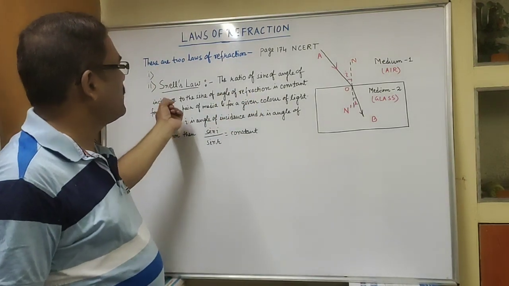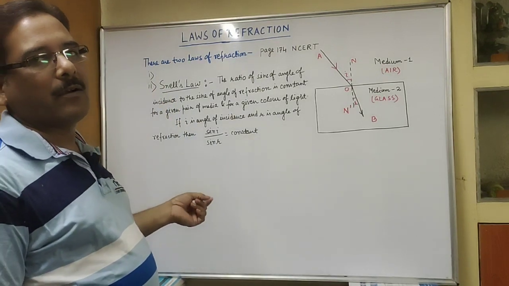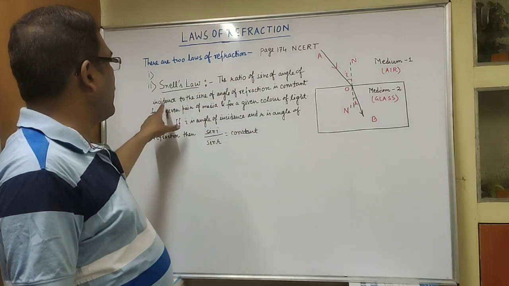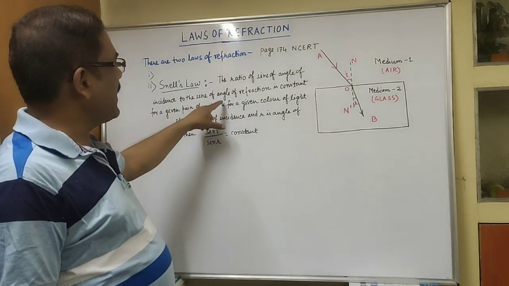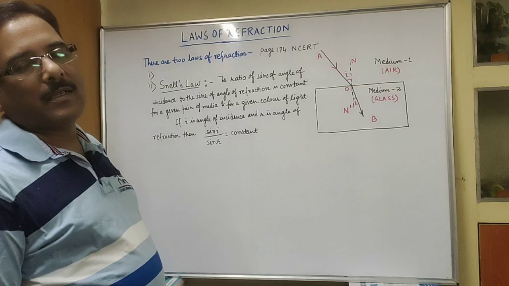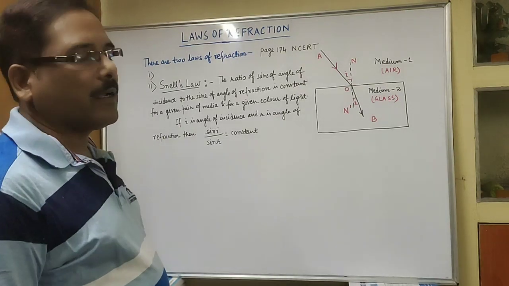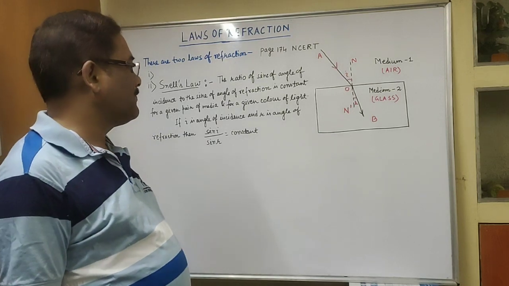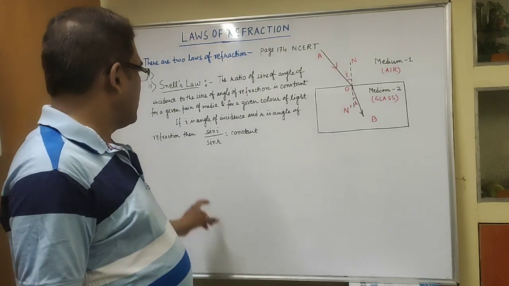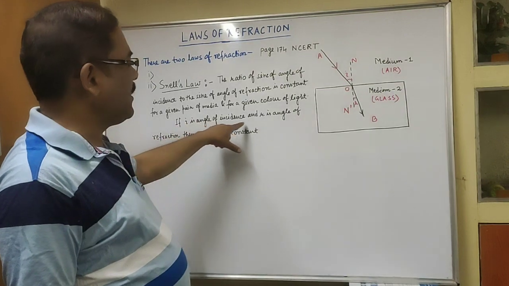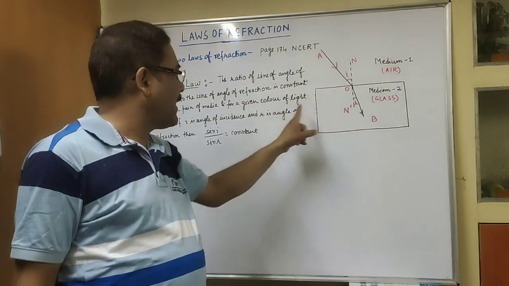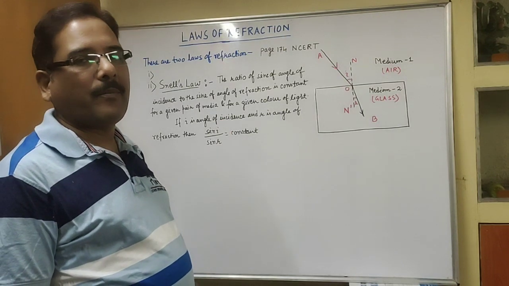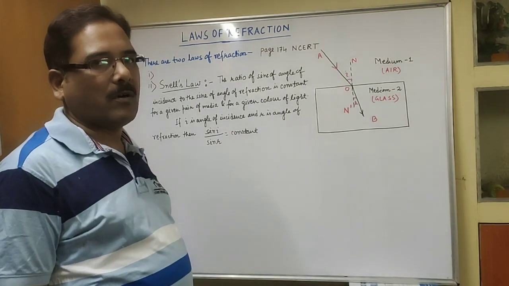And the second law, that is very important and also known as Snell's law, is the ratio of sine of angle of incidence to the sine of angle of refraction is constant for a given pair of media and for a given color of light. And that's why we have written, if i is the angle of incidence and r is the angle of refraction, then we can write sin i by sin r is equal to constant.